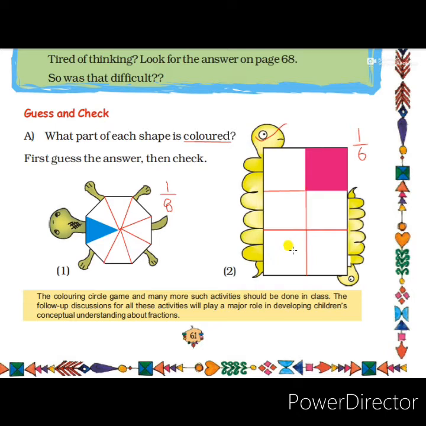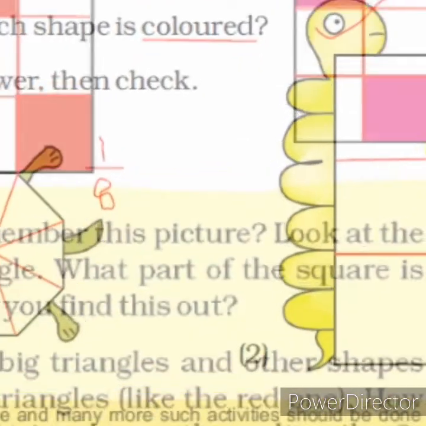In that one part they have colored. So we can write the answer: 1 by 6th of this shape is colored. Now move to the next page.